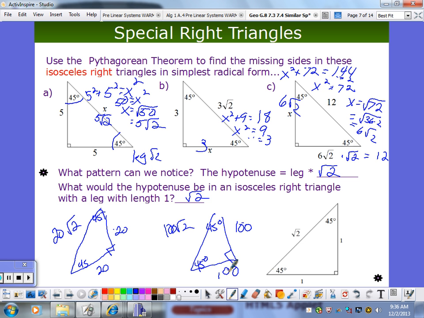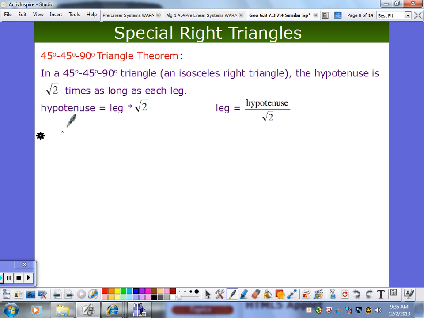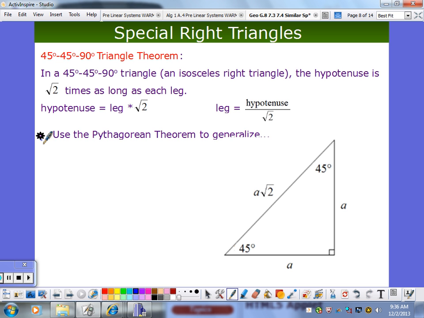And if they give you a leg or legs, doesn't matter, you only need one, right? Because if they only give you one leg, what's the other one? Same thing, because these are 45, 45, it's going to be an isosceles triangle. Multiply by square root 2. That's it. Right there. So a 45, 45, 90 triangle is an isosceles right triangle. The hypotenuse is square root 2 times as long as the leg. Now if you want to find the leg given a hypotenuse, you divide by the square root of 2.